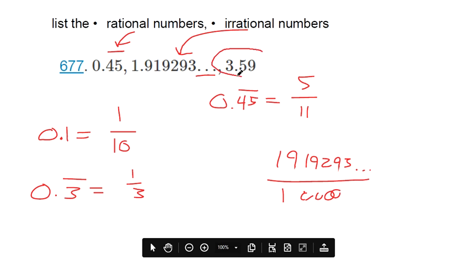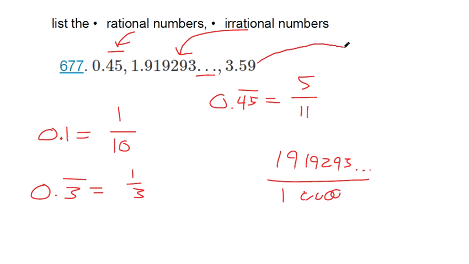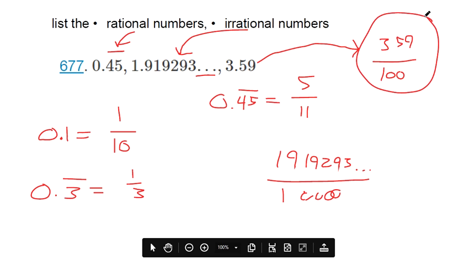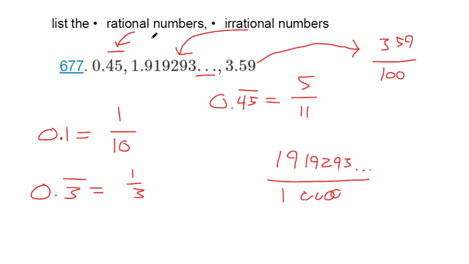This one, we actually just checked out something really similar in a previous video. This could be 359 over 100, right? Move the decimal two places to the right, so put two zeros underneath. If you try that, 359 divided by 100, that is a decimal. That's 3.59. So we've written it as a ratio of two integers. So this one would be rational. Okay, so these two are rational. This one's irrational.